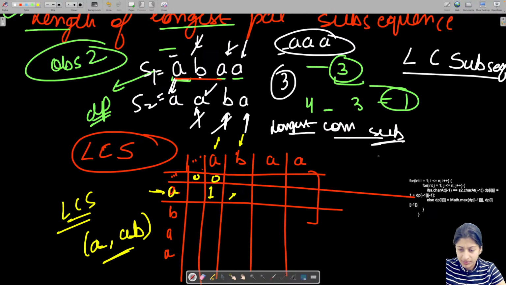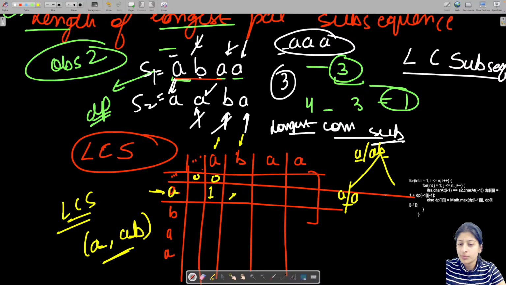So basically whenever there is a mismatch, there are two options. You got A and AB. A did not match with B. So you will go ahead and ask, okay, A and A, tell me what was the length of LCS for you, that is if I do not include B.